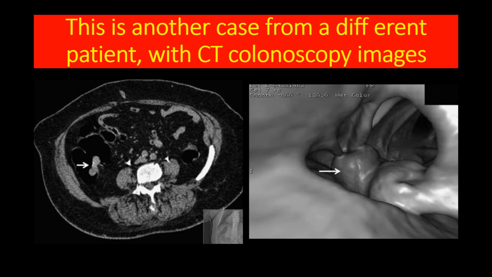This is one more similar case in which, if this entire thing is the ascending colon, what we can see here is a polypoidal mass, and on a CT colonoscopy we can see it has this saddle shaped appearance. So this saddle shaped appearance of a polypoidal lesion is one more thing that suggests colonic malignancy.